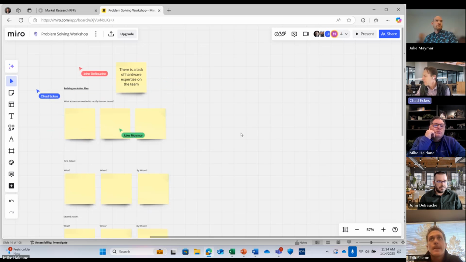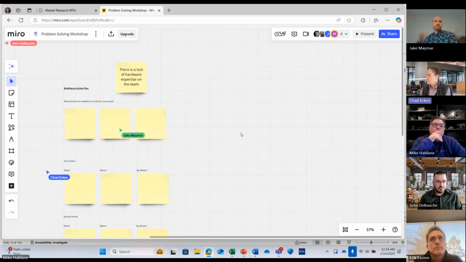To start with our action plan, we should really be thinking about what actions are needed to rectify the root cause. And this is independent of thinking about by when and by whom, but you can certainly think about things in parallel. What we've set up here are some post-it notes to answer the question first: what actions are needed to rectify the root cause? And then we'll go by action, the what, when, and by whom.